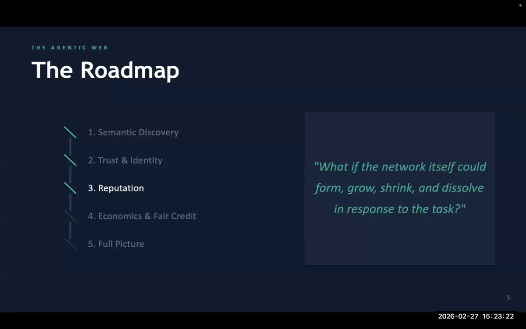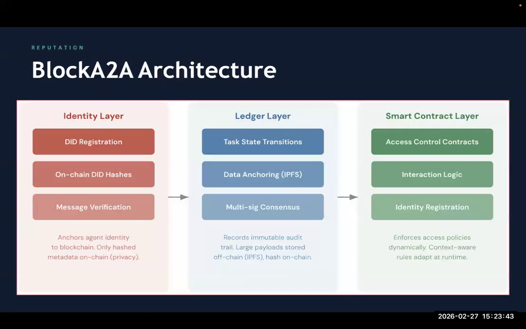All right, so we now need to move over to reputation, right? The DIDs provide identity, the VCs provide attestation, and the zero knowledge proofs provide privacy-preserving proof. But none of these mechanisms address the problem of tamper-proof record keeping. That's reputation. And that's where the BlockA2A architecture came to pass.